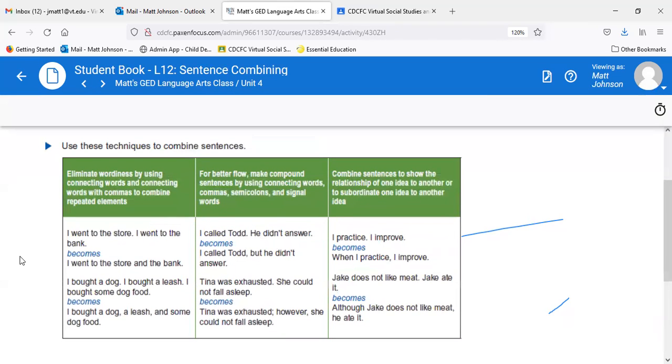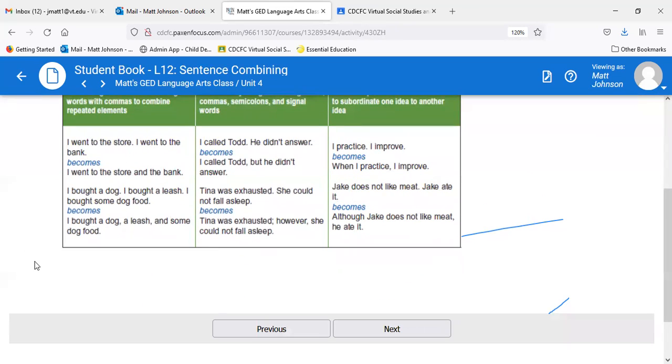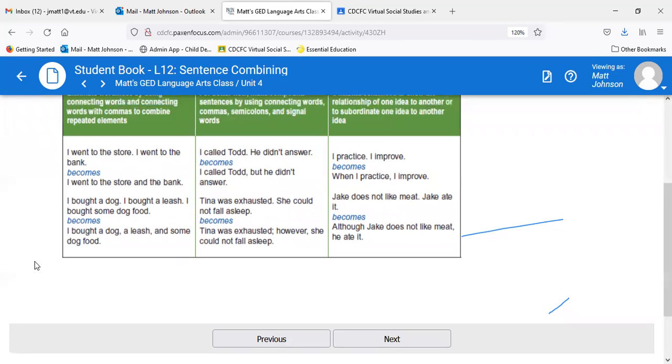Next, for better flow, make compound sentences by using connecting words, commas, semicolons, and signal words. So their example there to start, I called Todd, he didn't answer. You have similar elements there, so you put I called Todd, comma, but he didn't answer. Better flow, right? Adding some contrast there with that signal word, but.